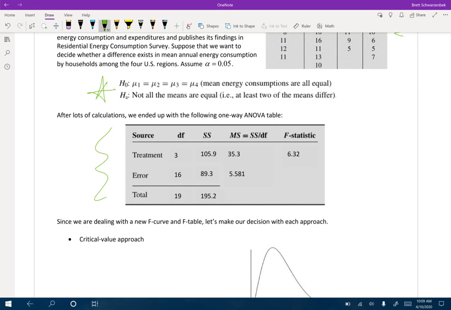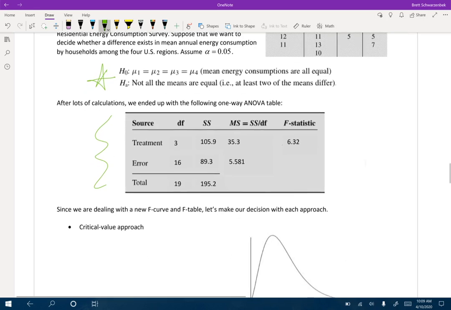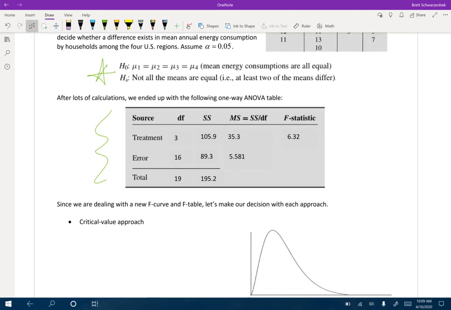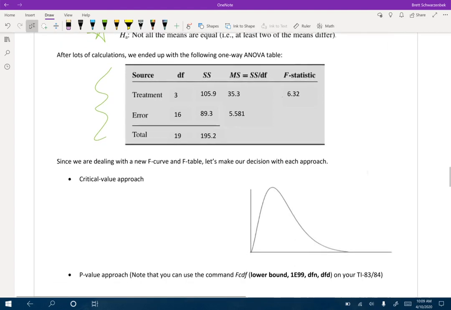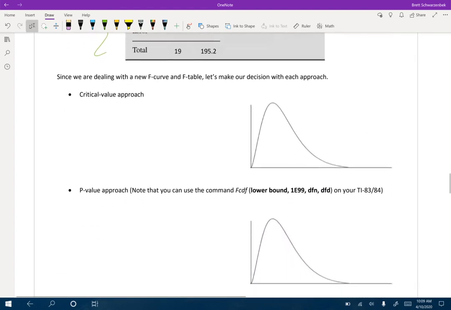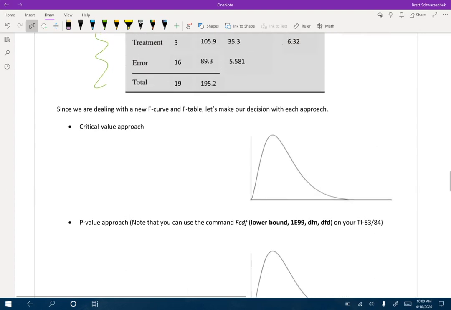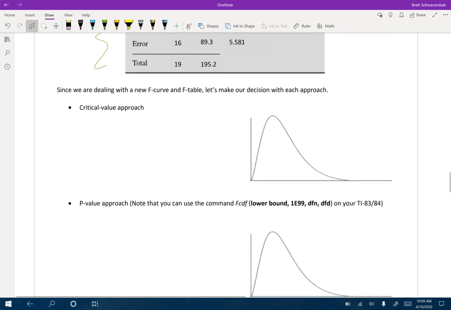So the key is, if you have this ANOVA table, as with all the results we need, can you use the critical value and p-value approach in order to make a decision for this problem? So what we're going to do is literally just do that. We're going to go through these approaches and make sure that you know what you're doing with them. So for example, the critical value approach.